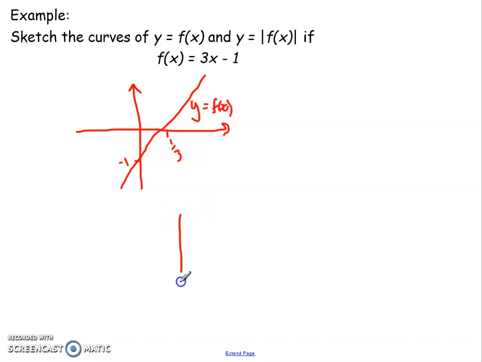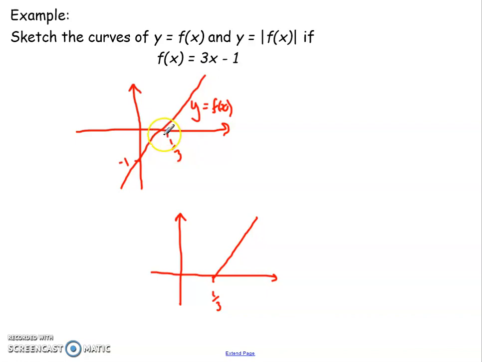Now, for doing the modulus of f of x, we have to remember that basic rule that we said there. Anything below the x-axis gets reflected back up. So if I look at this section here, nothing's going to change. I'm still going to get where it would have intersected at a third, and it's still going to continue off and be positive.